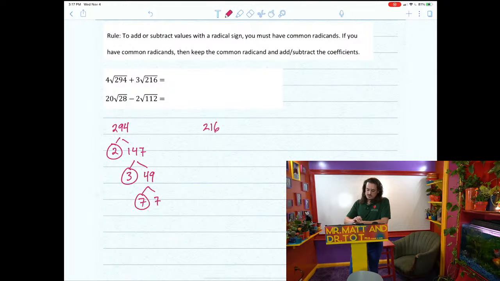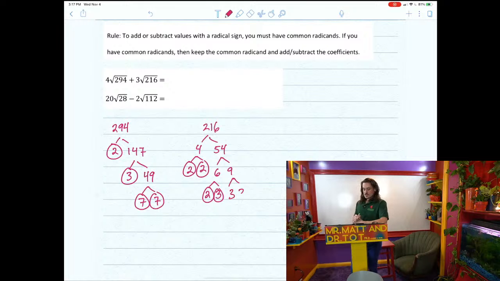216, if I take 216 and divide it by, let's say, I know it's divisible by 2, but let's try 4. You get 4 times 54. The larger the factors you use at each step, the less steps you'll have to go through. 54 is 9 times 6. 6 breaks down into 2 times 3. And 9 breaks down into 3 times 3. So these are the prime factorizations of 294.